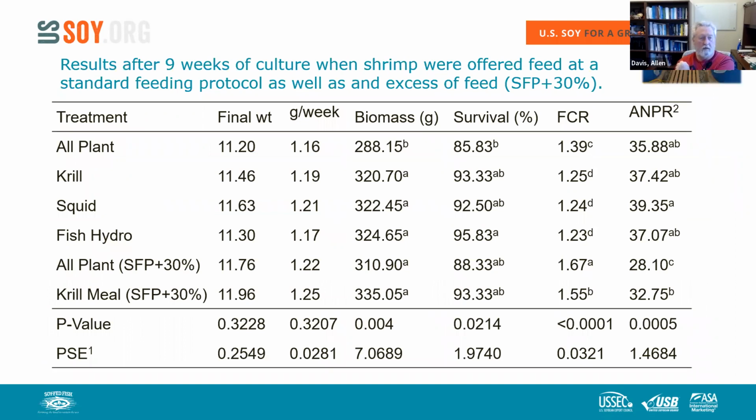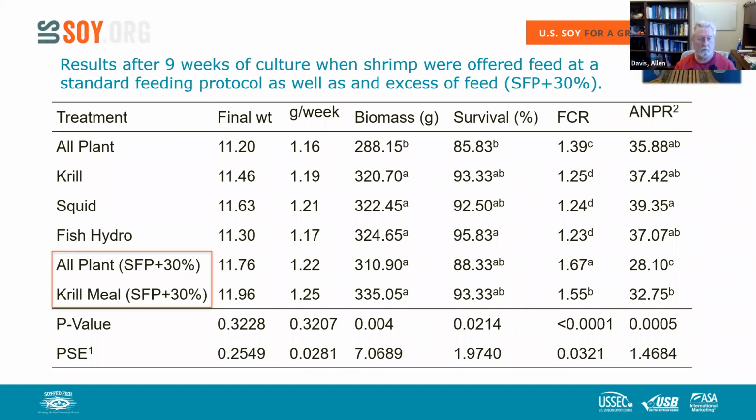And if you look at the results after 9 weeks, we got very reasonable growth. Again, this is not great growth for us. So again, it points to genetics not being the best. We only got about 1.1 grams per week, where our best is around 2. But we can see that these 2 treatments we chose are all plant, because that's our basal.